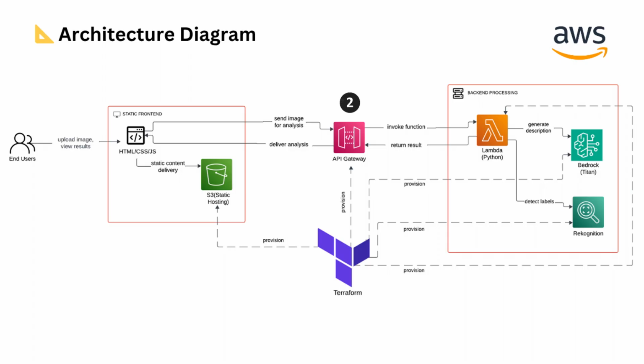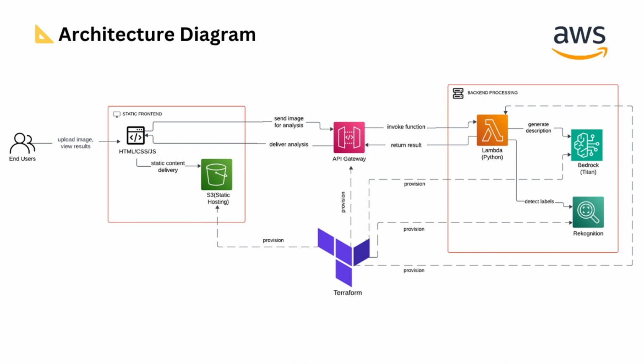So here the API Gateway will receive the request from the user and pass it to the backend. Next, the API Gateway will trigger the Lambda function. This function is written in Python. This is the brain of our operation. So in other words, this function is a small piece of code that runs only when needed.